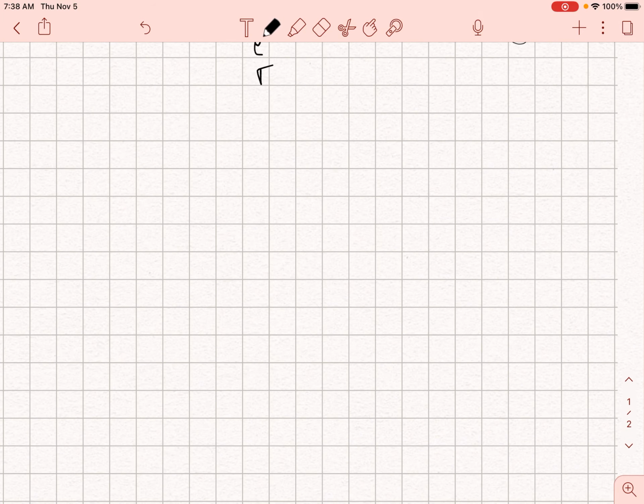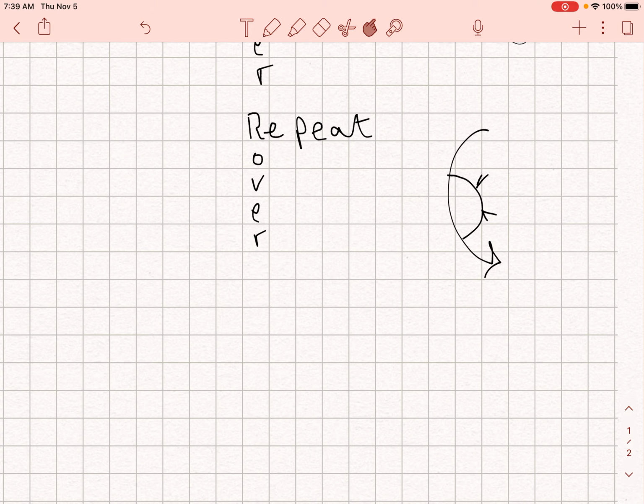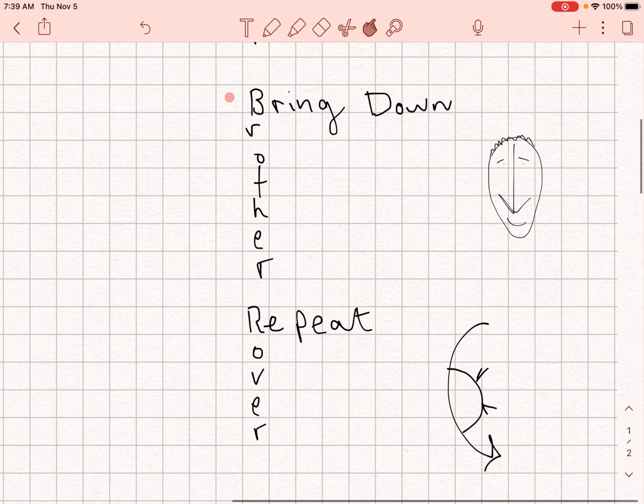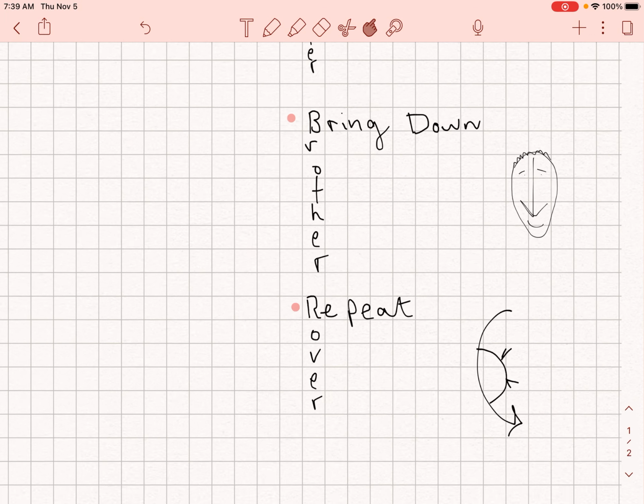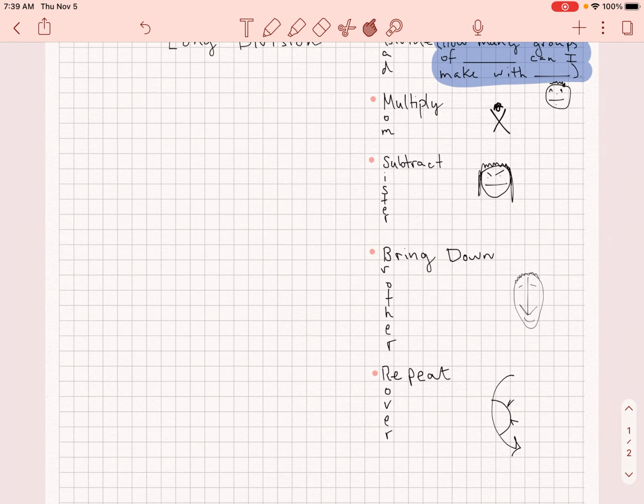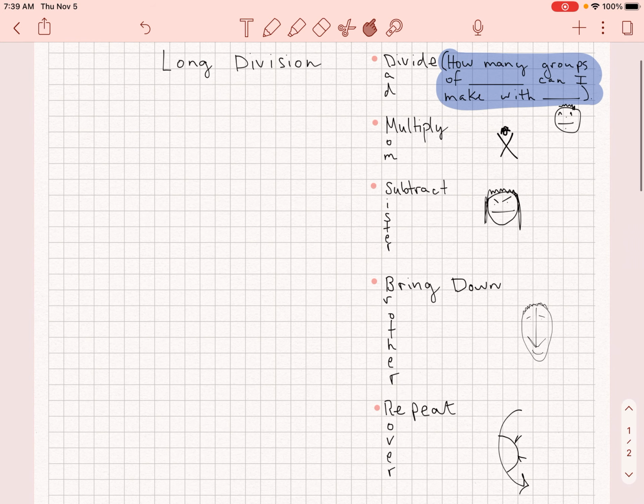All right, next up is repeat. We're going to repeat the whole process over. So what we just did here is we wrote the steps of a long division problem. Rover. I use this little arrow, and I imagine it's a little dog. It's got little feet here. These are the steps to a long division problem. Let's review them and make sure you've got these either written down from our last lesson, and if you didn't, make sure to write them down now.